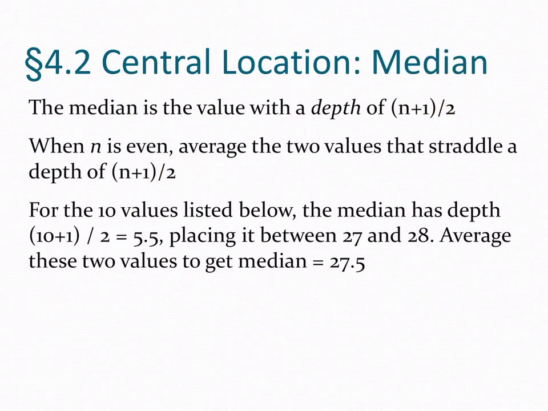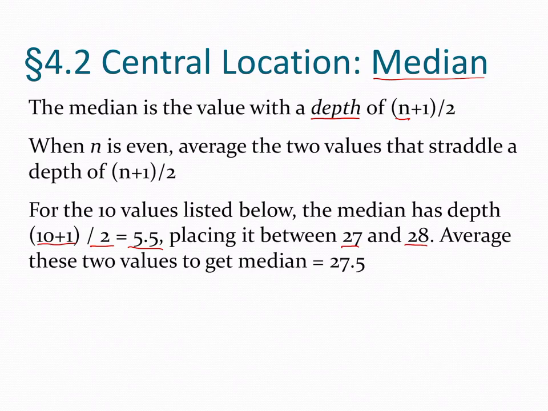Next, we're going to talk about the central location of the median. We already kind of talked about this in the previous chapter. The median is the middle value of the data set. The way you determine where the middle value is, you find the depth of the middle value. You take the total number of data points you have, which is n, plus 1, divided by 2. When n is even, the average of the two values is straddled, and you have a depth of n plus 1 divided by 2. So for the 10 values listed below, we had a median depth of 10 plus 1 divided by 2, which equals 5.5, which would place that value between 27 and 28.